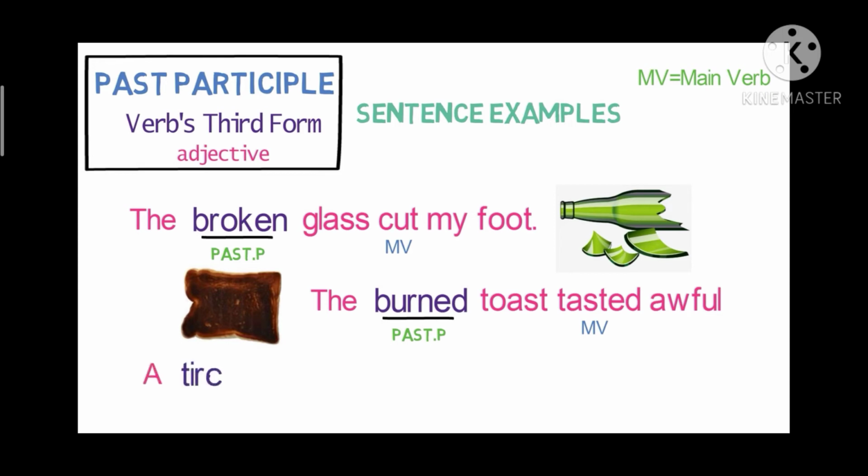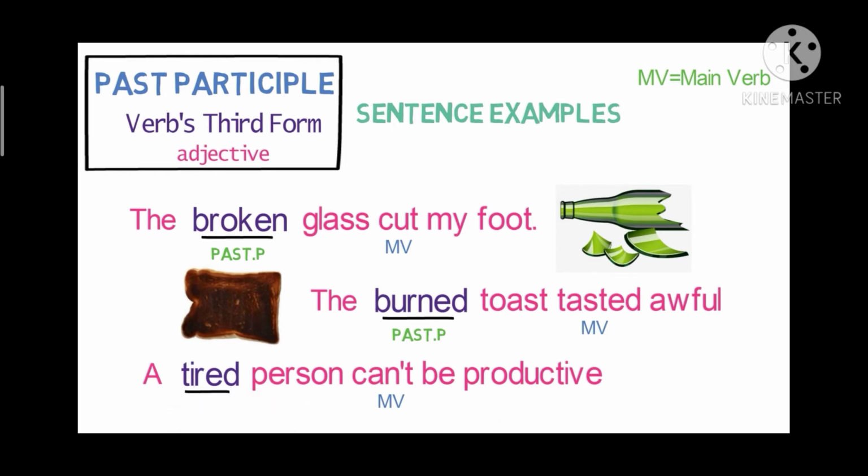A tired person can't be productive. Here the main verb is can't and tired is secondary verb in verb's third form. As it is describing the person, it functions as adjective in the sentence, and so it is a past participle in the sentence. Now we have got the idea of past participles. Let's now look into perfect participles.